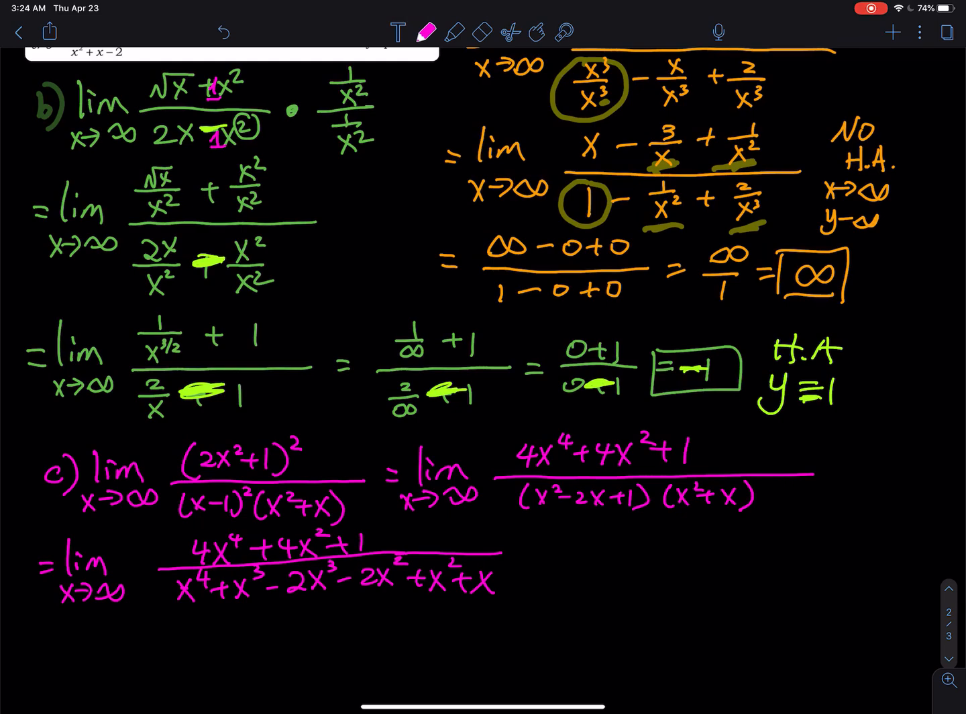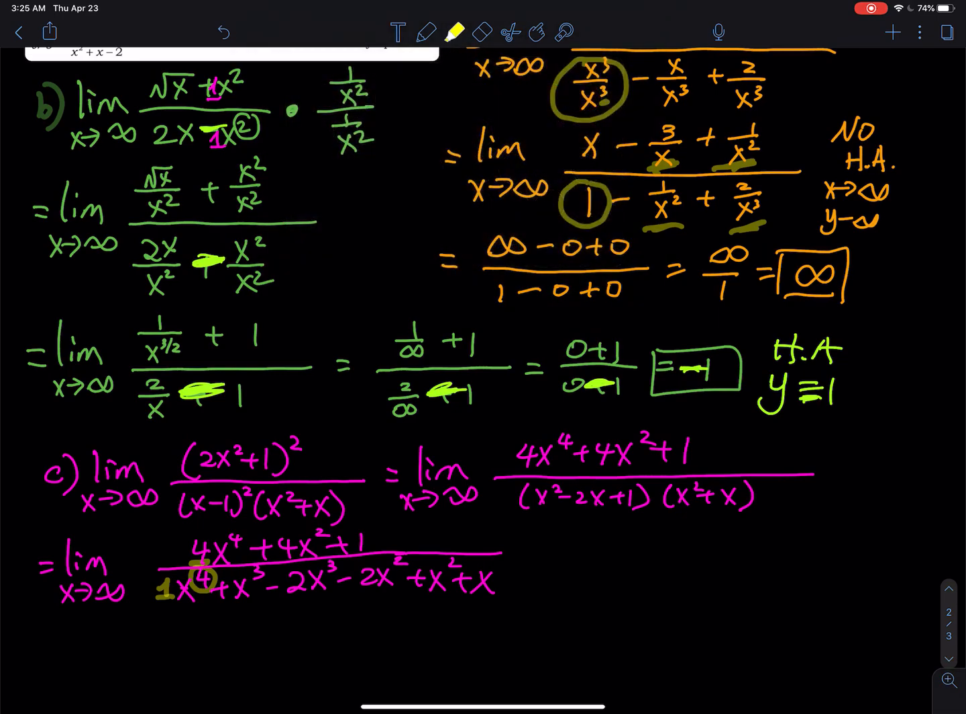Now, I have to get the biggest degree on top and bottom. Actually, let me say this again. I need to get the biggest degree of the denominator. But in the meantime, if you check out the degree of top and bottom, they are all 4, right? So the exponents of the top and bottom are the same. Therefore, the horizontal asymptote is really the leading coefficient of the top divided by the leading coefficient of the bottom. So I already know that this will be equal to 4. I don't need to do the rest of the work.